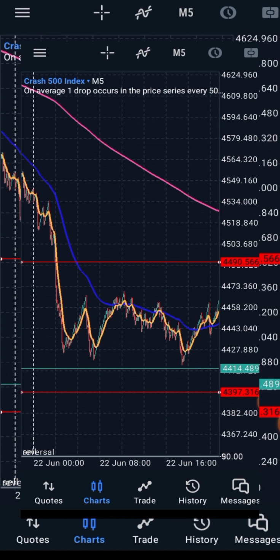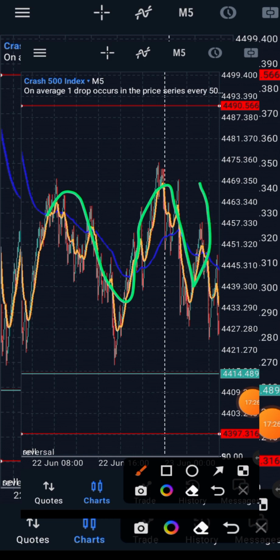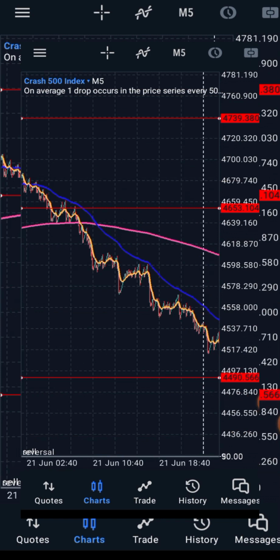See, this is the twisting effect I was talking about, the EMA twist. This is it. Just avoid the market. There is nothing there.